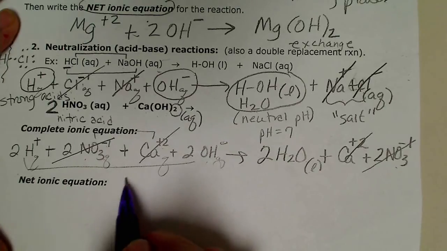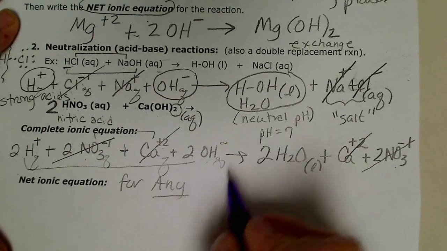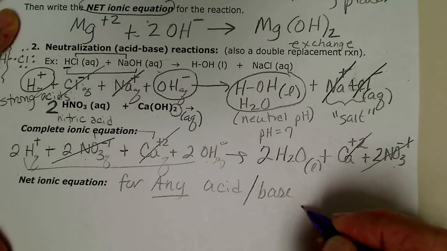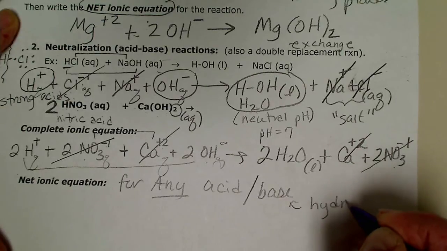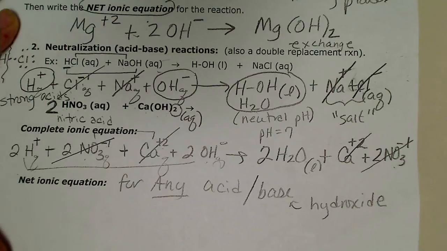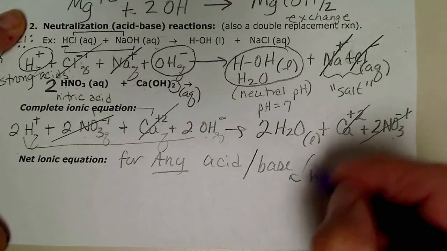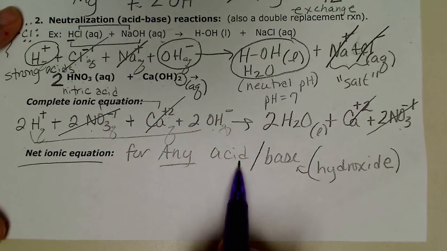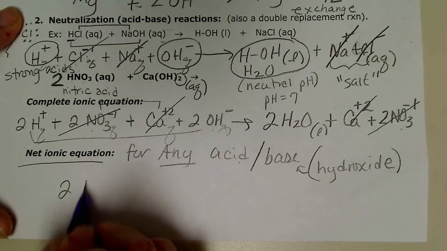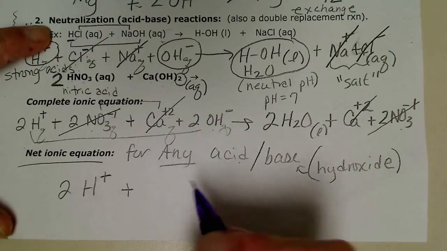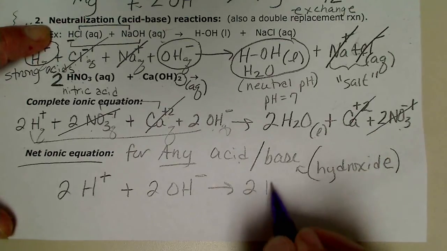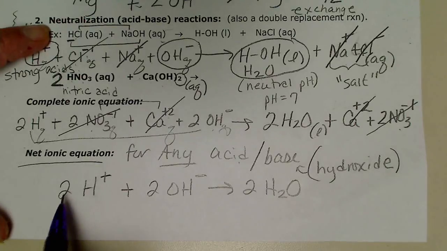So the net ionic equation for any acid-base reaction, assuming the base is a hydroxide. We do have bases that don't have hydroxide in the formula, but for now we'll stick with the bases that do have hydroxide in the formula. The net ionic equation for any acid-base reaction is we see H plus combining with OH minus to form H2O. So we really did not need 2 and 2 and 2. We could have just written 1, 1, and 1.